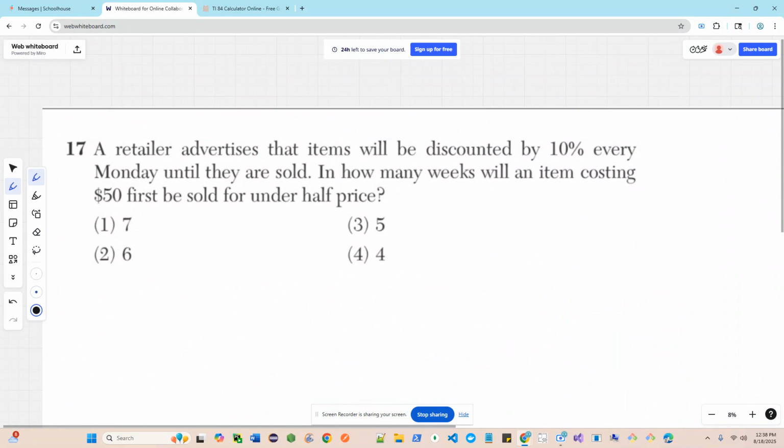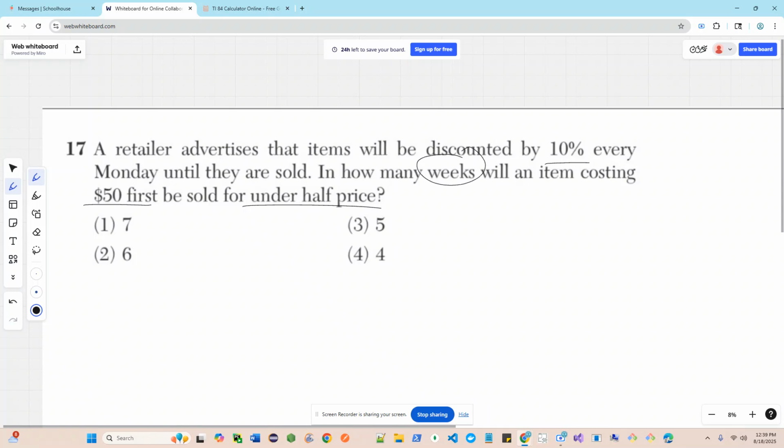A retailer advertises that items will be discounted by 10% every Monday until they are sold. In how many weeks will an item costing $50 first be sold for under half price? What's important here? There's a discount by 10% every Monday. We want to know how many weeks the item will cost, and the item initially cost $50. We want to know when will it be under half the price. When will the price be less than $25?